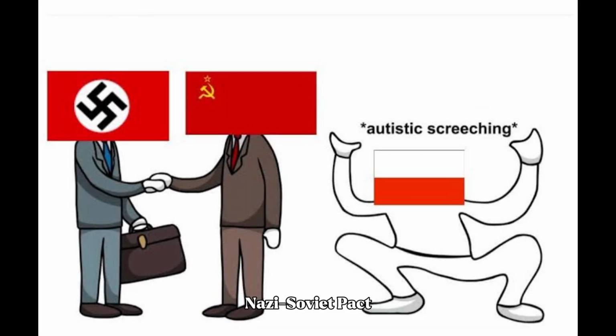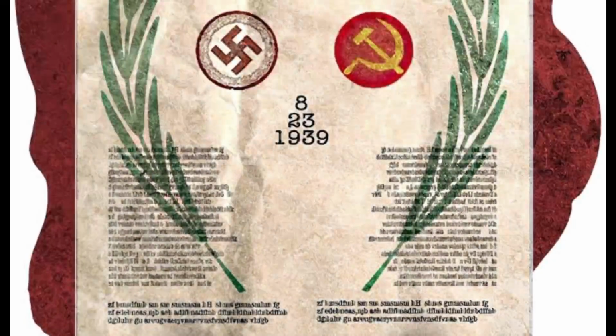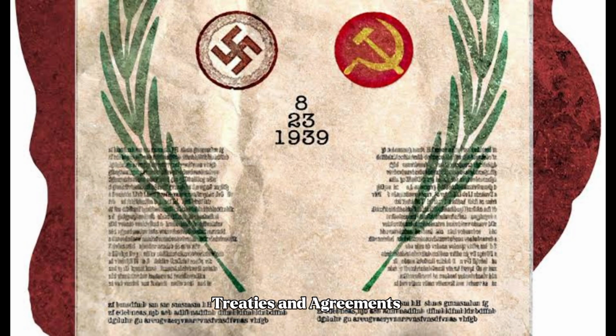Last is the Nazi-Soviet Pact. Germany and the Soviet Union agreed to divide Poland, leading to Germany's invasion on September 1, 1939. Key treaties and agreements. The Molotov-Ribbentrop Pact in August 1939, a non-aggression pact between Germany and the Soviet Union, secretly divided Eastern Europe.